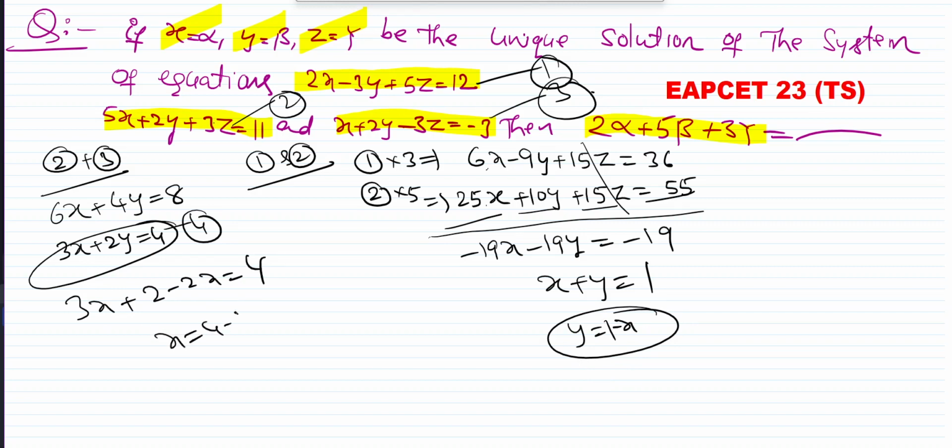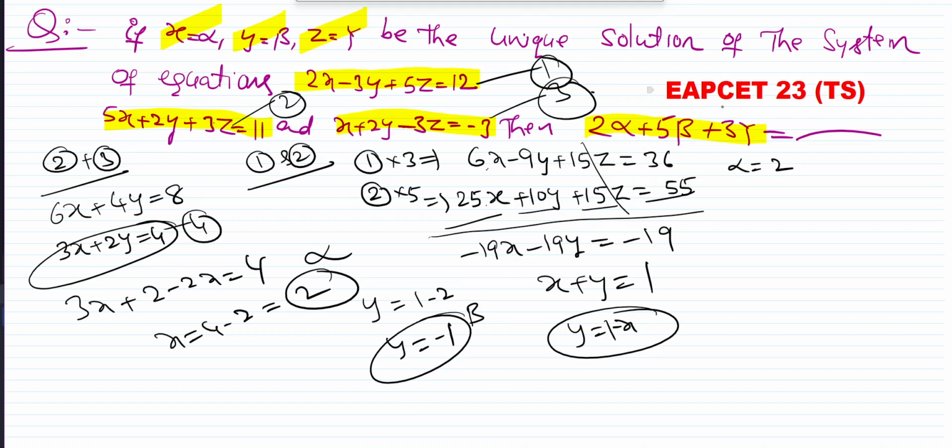From this x is equal to 4 minus 2, this is 2. This value is taken as alpha, so alpha is 2. And to find beta, substitute y is equal to 1 minus x, that is 1 minus 2, y is equal to minus 1. This is taken as value beta, that is beta is equal to minus 1.